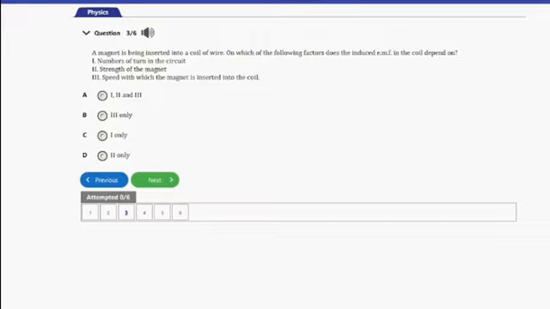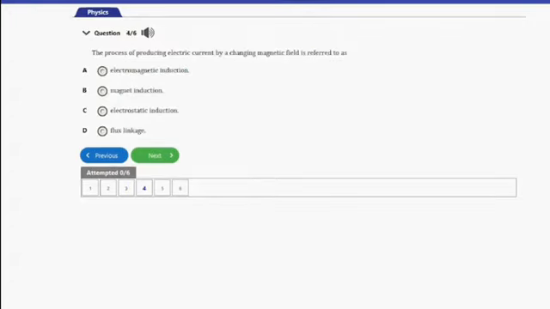Let's go ahead and consider the next question, guys. So that's question number 4 here. It says the process of producing electric current by a changing magnetic field is referred to as A. Electromagnetic induction, B. Magnet induction, C. Electrostatic induction, D. Flux linkage. So guys, the answer to this question is option A, which is electromagnetic induction. So that's it for this question.